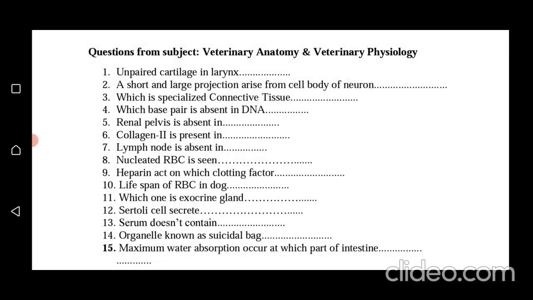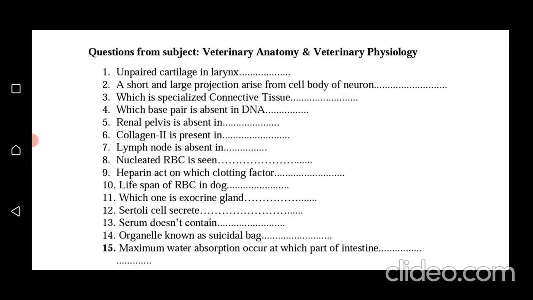Veterinary anatomy and veterinary physiology. Unpaired cartilage in larynx is epiglottis. A short and large projection arising from cell body of neuron is dendron, and axon is long. Which is specialized connective tissue? Blood and cartilage. Which base is absent in DNA? Uracil. Renal pelvis is absent in ox.